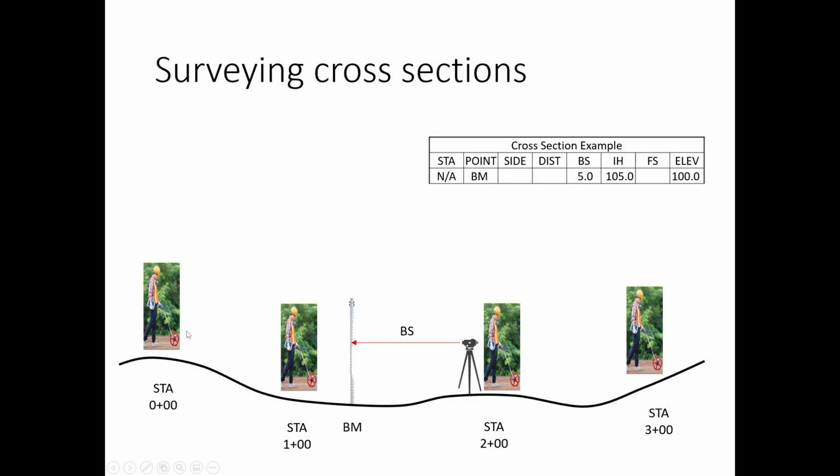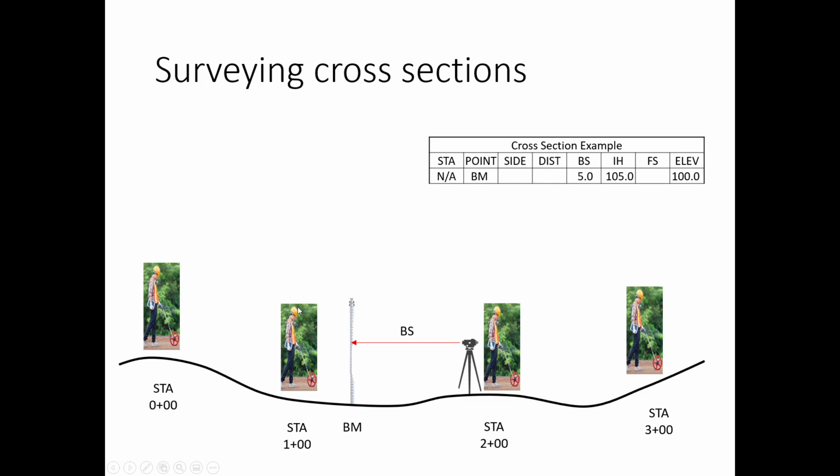So again, we're just going to look at the same idea, and we mark our stations out. We're going to set up our instrument, and we're going to assume kind of the same scenario. We can shoot our backsight to our benchmark, but note it's essentially the same data sheet here for our differential leveling. We've just added a couple more columns. So we have our station, but we want to identify what point it is, whether it's the center line, the edge of pavement, ditch flow line, things like that. We want to know which side of the road it's on and the distance.